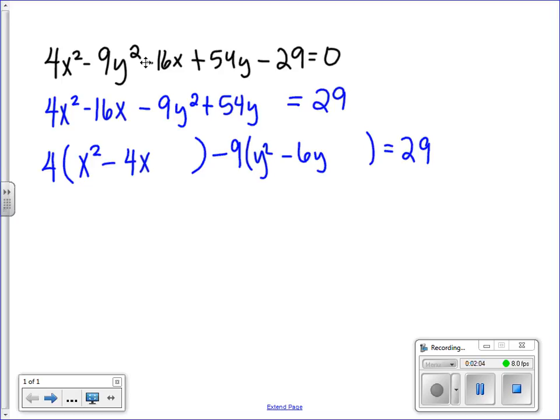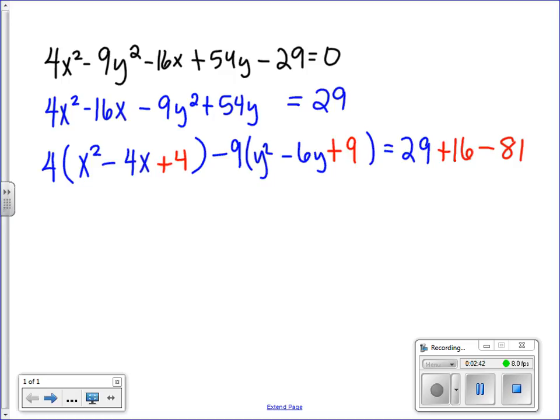Alright, what's half of 4? 2. And what's 2 squared? 4. Over here, what should I add? Yes. Half of 6 is 3. 3 squared is 9. But, am I adding 81? I'm subtracting 81. Because that minus sign right there. Okay, watch your signs.